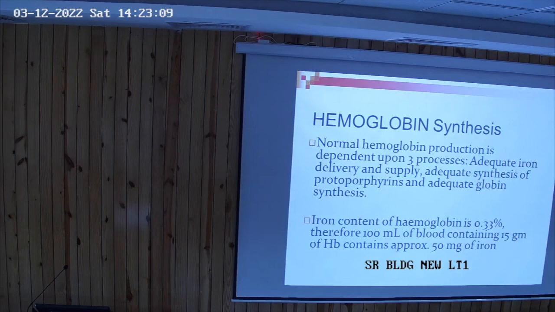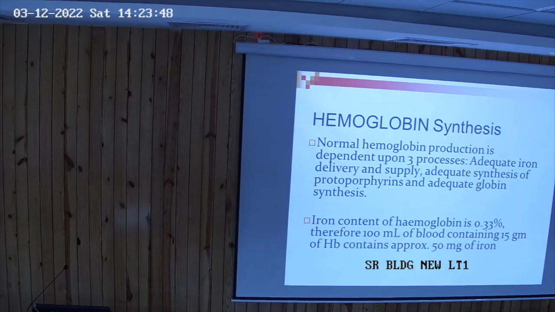Okay, normal hemoglobin production is dependent upon 3 things. First is the adequate iron delivery and supply. The supply has to be regular. Though the supply may be normal, the body may not be able to absorb or utilize the iron. The iron which is present in the dietary form, or which is taken as a dietary supplement, has to be absorbed. The site of iron absorption is the small intestine, duodenum and jejunum. That is the site where the iron absorption takes place.